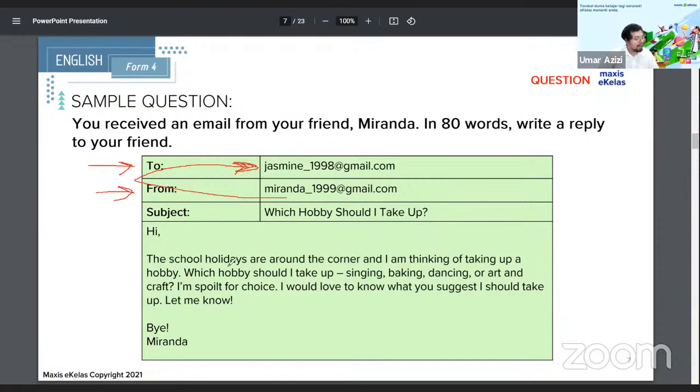So, hi, the school holidays are around the corner. I want to take up a hobby, and they're asking us for a suggestion of what I should take up. So this is the question right now. They're asking you what you suggest I should take up. Let me know. So your reply email needs to be about what hobby they should pick up. This email is asking you, Jasmine, to write to them, Miranda, what hobby should they take up? That is the question for today. I hope that's clear. All right.